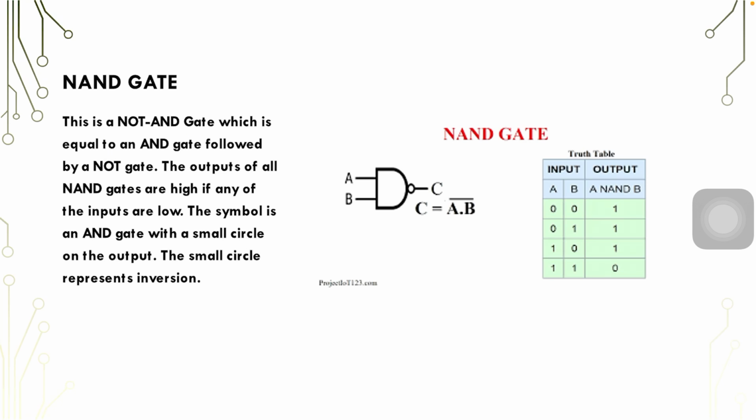NAND gate. This is a NOT AND gate, which is equal to an AND gate followed by a NOT gate. The output of a NAND gate is high if any of the inputs are low. The symbol is an AND gate with a small circle on the output. The small circle represents inversion. So for the illustration here, we have the inputs A and B, and the output has the circle which represents the inversion, and the C here represents A dot B. And for the truth table, we can see the inputs and the outputs.